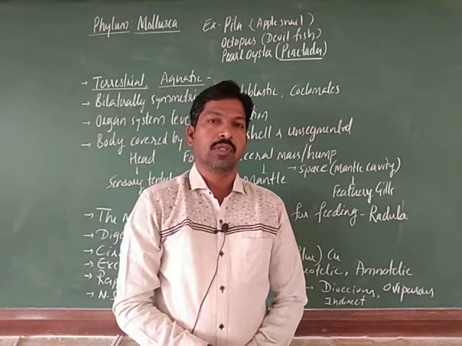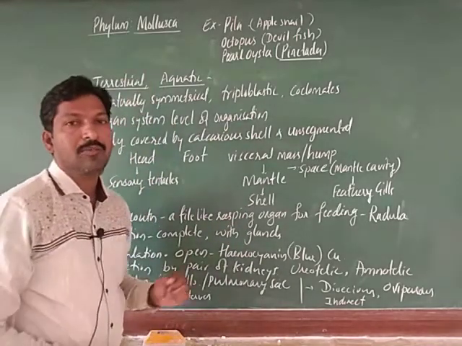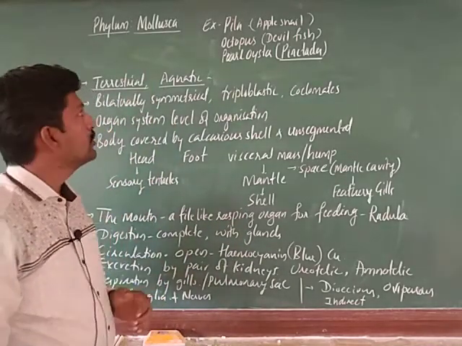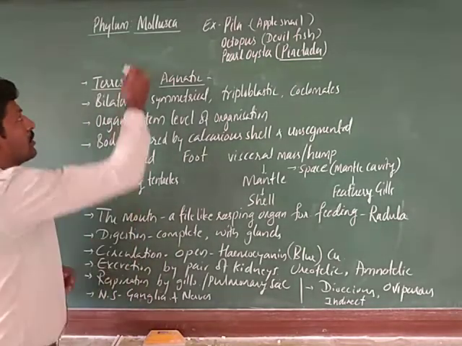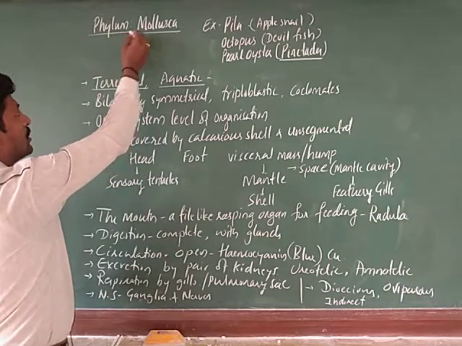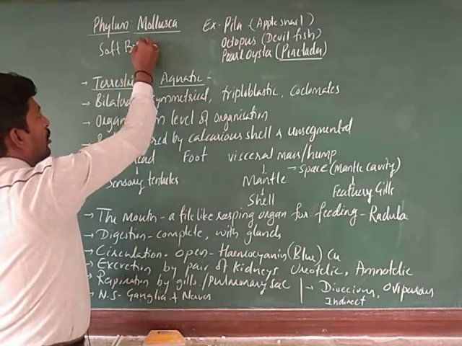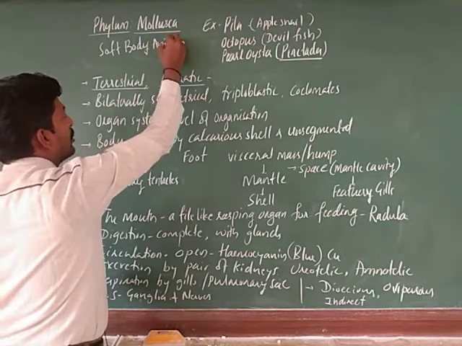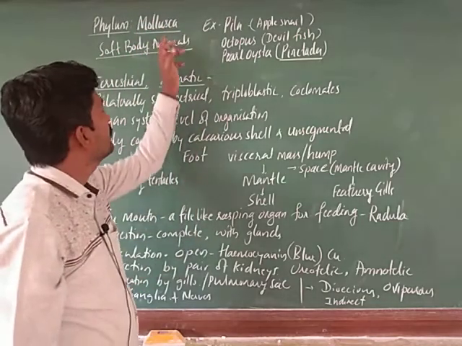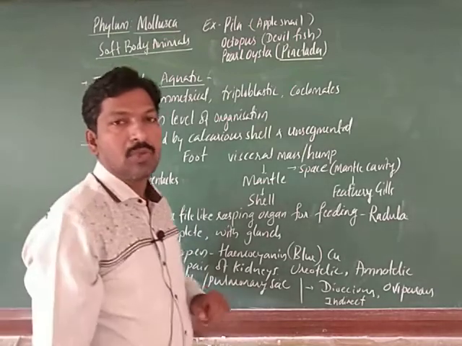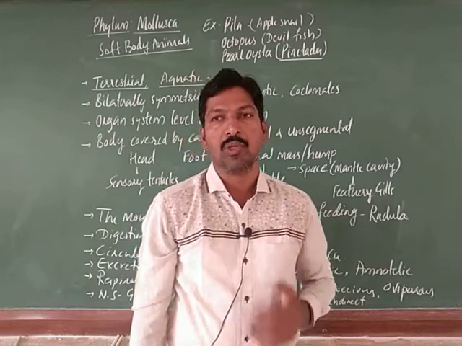So, let us discuss this video regarding the phylum Mollusca. The phylum Mollusca belongs to invertebrates, as you know. This is the 8th phylum, the Mollusca. These are the soft body animals. Yes, soft body animals come under this phylum. So, that is mollusks, right. The members belonging to this phylum Mollusca are called mollusks, right.